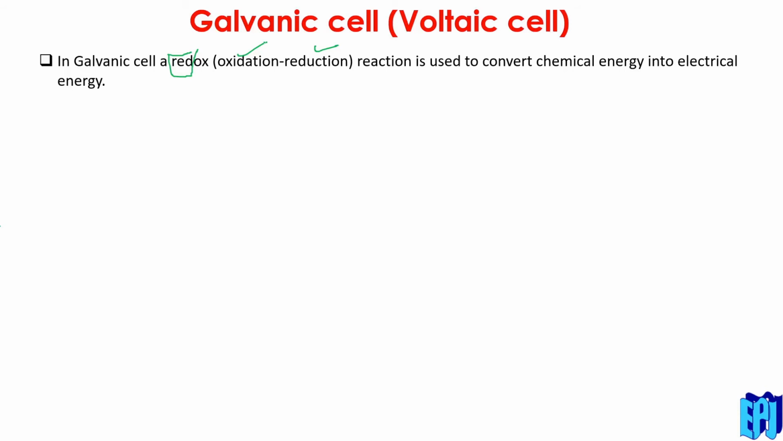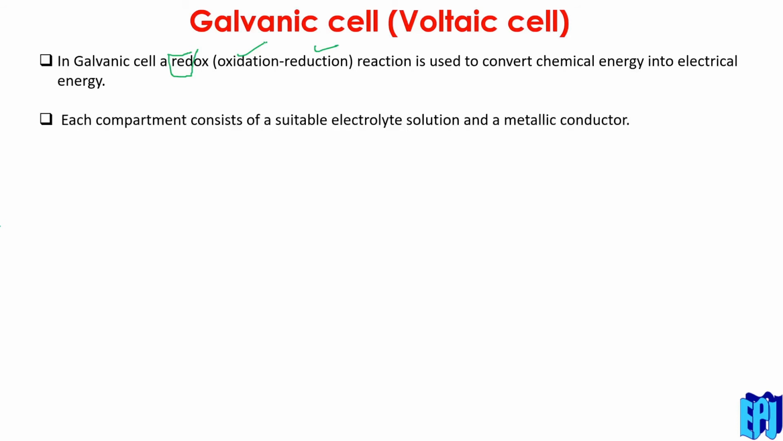In a galvanic cell or in voltaic cell, the basic reaction is this redox reaction, which means one part undergoes oxidation and another part undergoes reduction. How? The oxidation reaction releases some electrons and the reduction species absorbs those electrons produced by the oxidation compartment. So there is a transfer of electrons. What do we mean by the transfer of electrons? Simple, that is electrical energy. So we can see that in a galvanic cell, the redox reaction is used for the conversion of chemical energy into electrical energy.